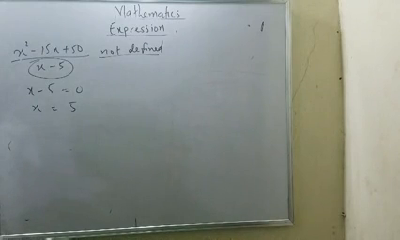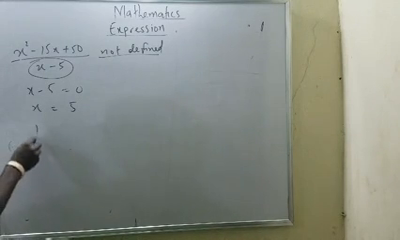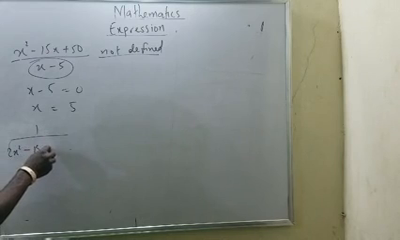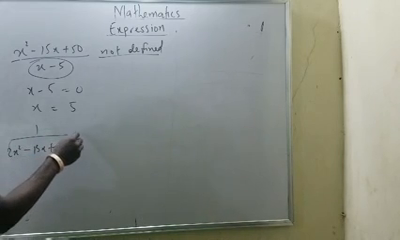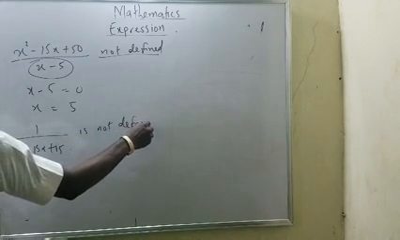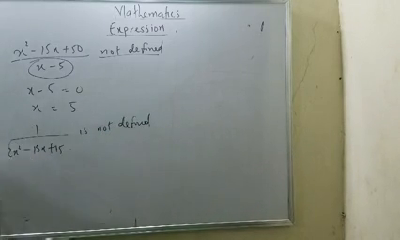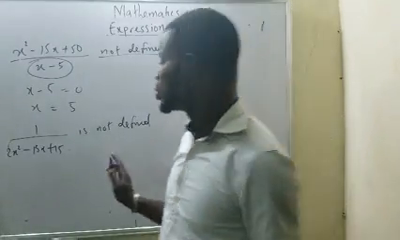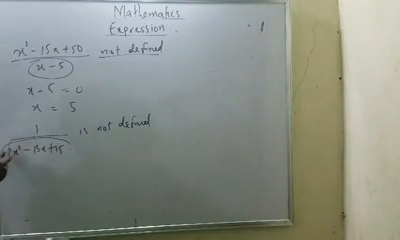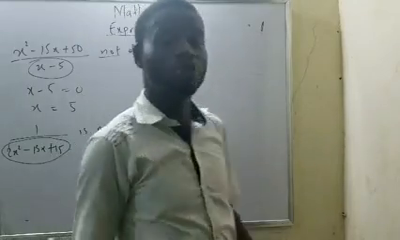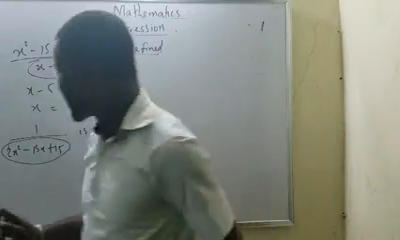Okay, if I have 1 divided by 2x squared minus 13x plus 15 is not defined. Now, this should be the last example on this part, which is undefined. Now, I need to do something here. It's only the denominator, but I'll be equating it to 0. I'll be equating to 0.